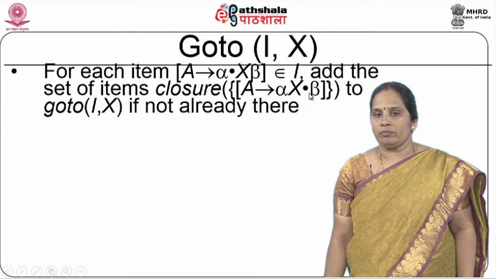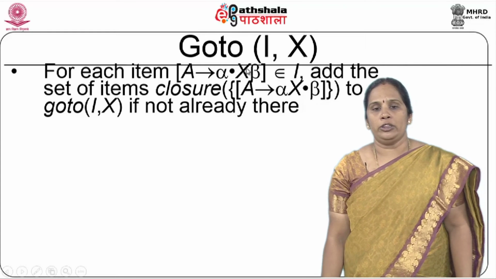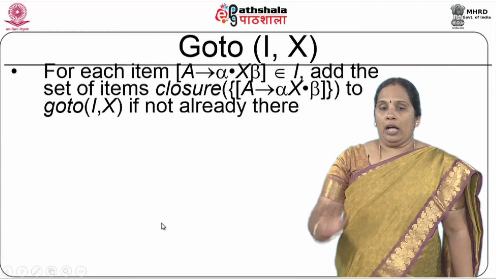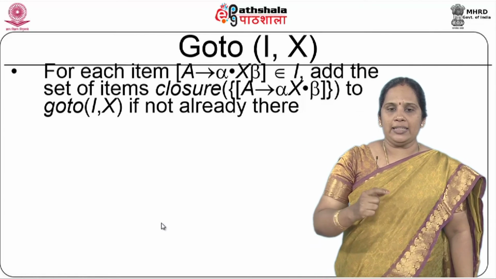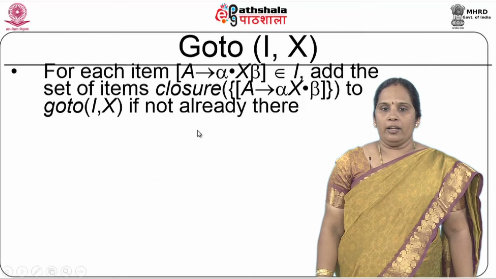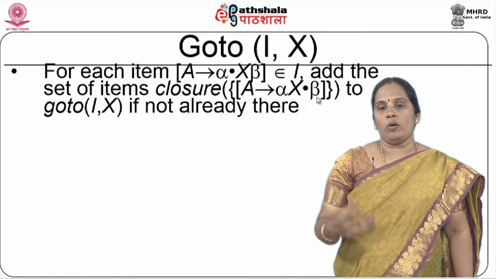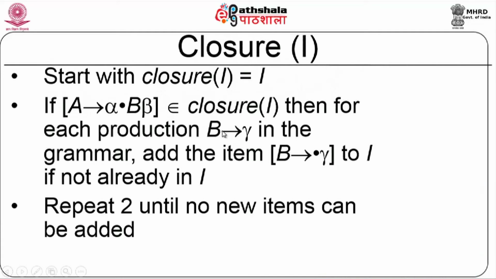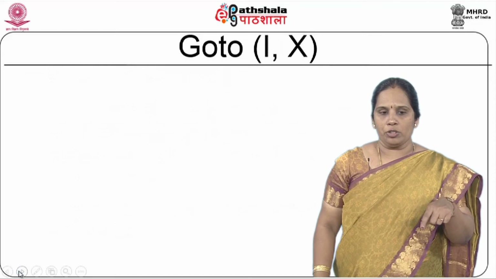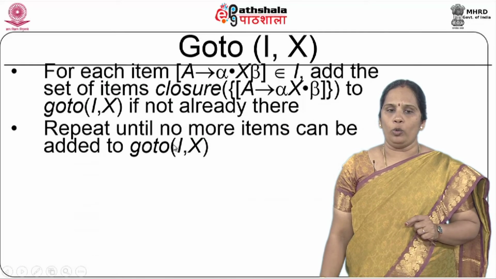Okay, Goto of I comma X means shift the dot by one position to the right, and that will be Goto of I comma X. Again, I have to carry this out repeatedly, in the sense that if this beta is going to be a non-terminal, you have to keep adding the items of closure of I in the set. If you remember the previous slide, again it falls under this particular category. So, I have to keep on iterating Goto and closure. Okay. So, repeat until no more items can be added to Goto of I comma X.